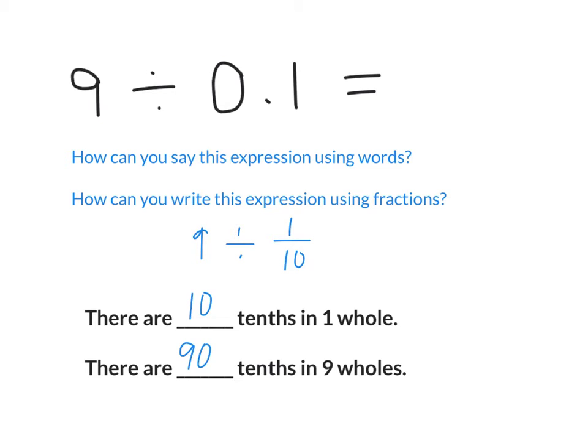Right? It's like there's a baker who has 9 meters of rope, and he wants to cut them into 1/10 sections. How many sections will there be in 9 meters of rope? How many will there be? 90. So what's the answer? 9 divided by 0.1 or 9 divided by 1/10 is? 90. Okay.